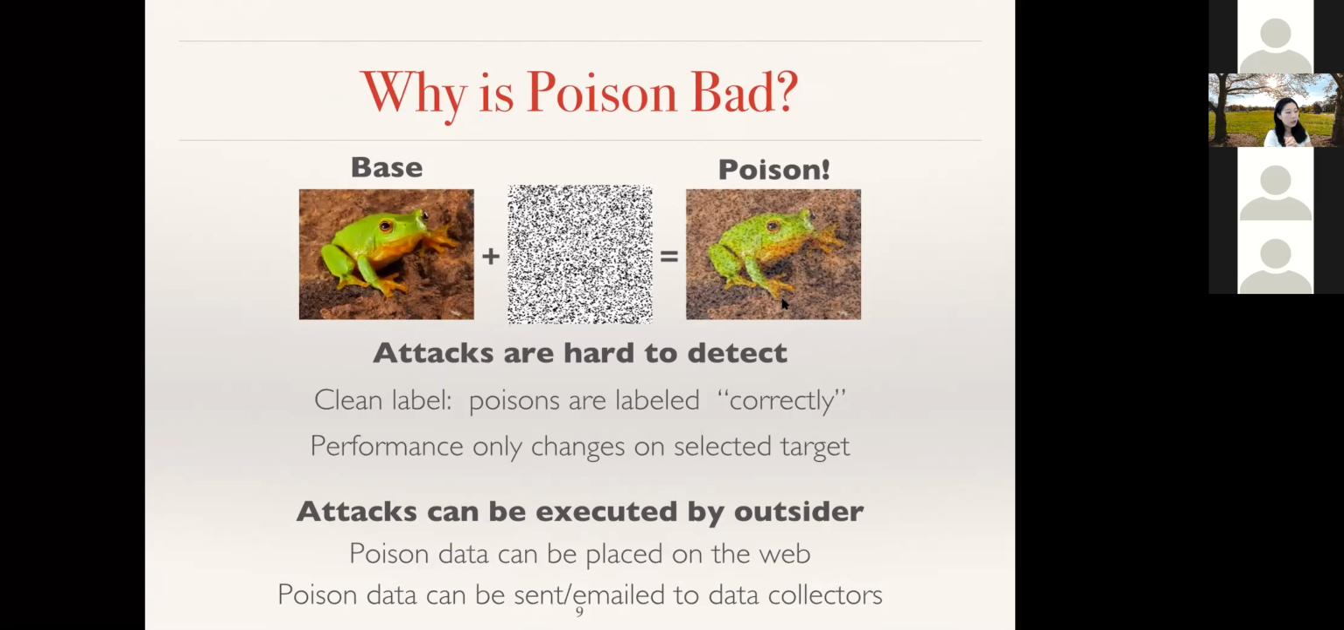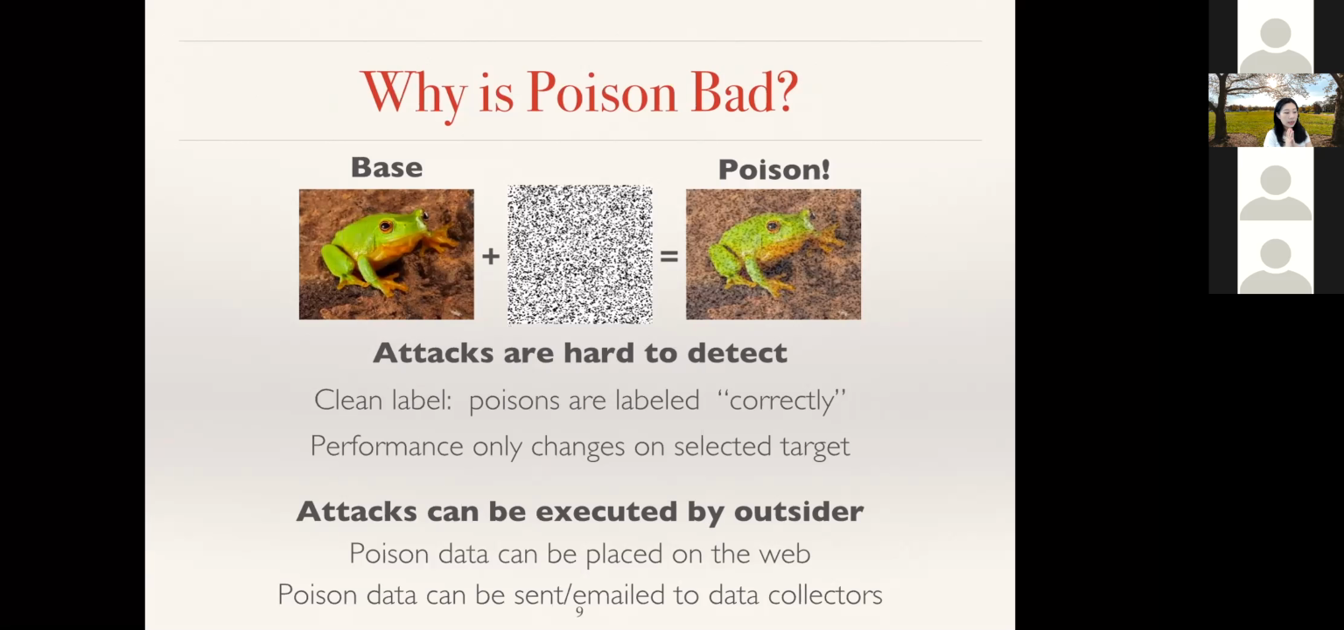You could imagine there are other kinds of poisoning, which is shifting the label or something. But usually, if you have a clean label, which basically means that the poisons are labeled correctly, then it is really hard to detect. Also, the performance only changes on selected targets. Usually, that's how some of the poisoning techniques work. If it is a targeted poisoning, it only changes performance on the selected target. So if you examine the performance of the classifier, and you have a lot of classes and you just miss this one class, it's likely that you won't notice the strange behavior of your classifier.